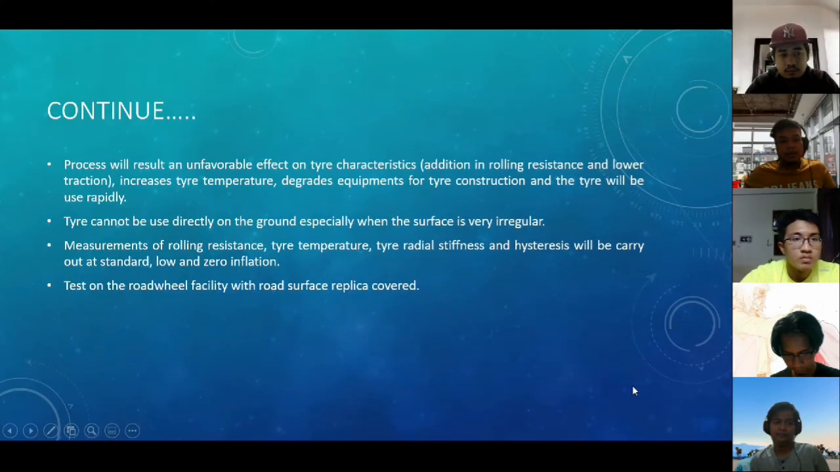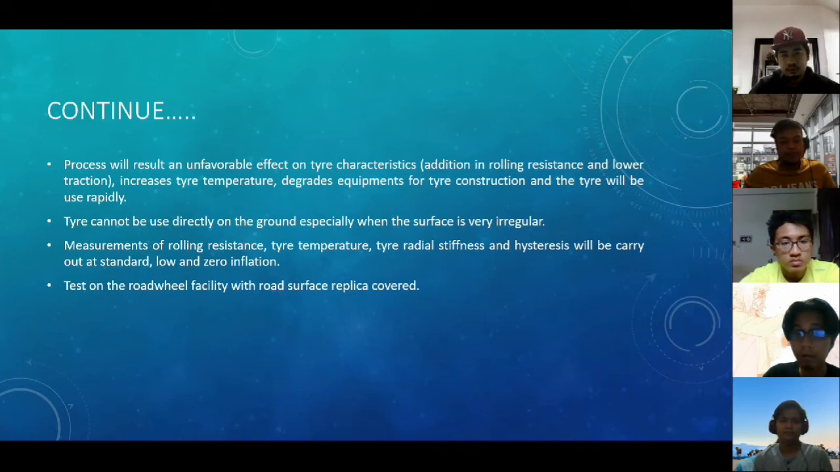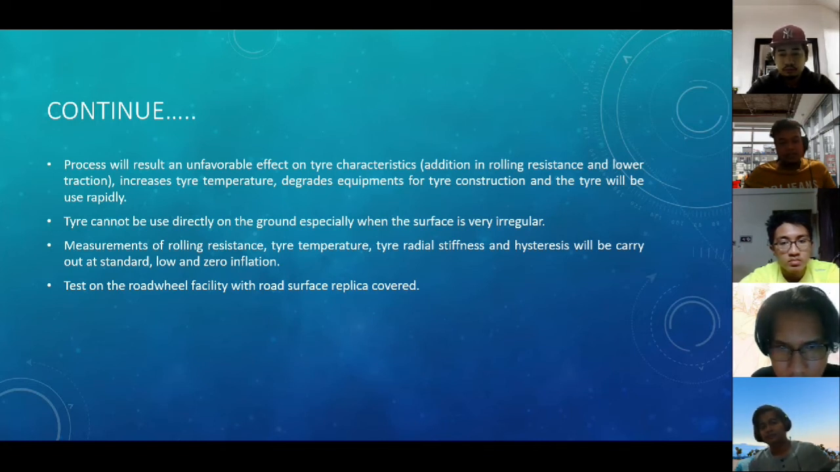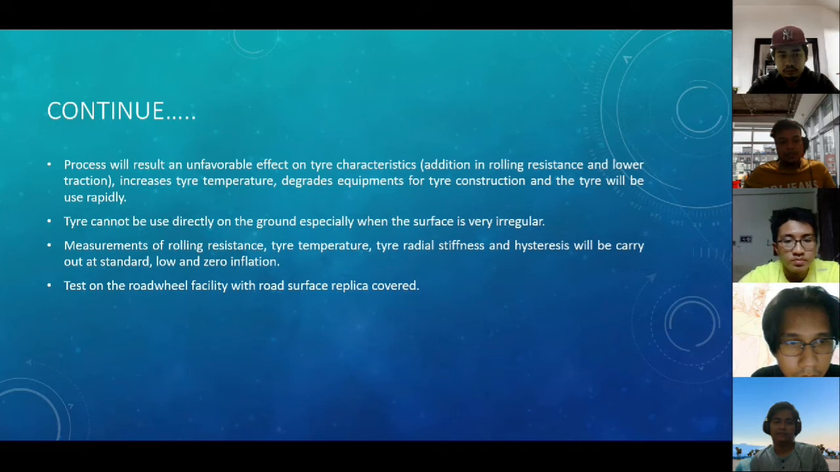The process will result in an unfavorable effect on tyre characteristics, with an increase in rolling resistance and lower traction, increased tyre temperature, degraded equipment for tyre construction, and the tyre will be worn rapidly. The tyre cannot be used directly on the ground, especially when the surface is very irregular. Measurement of rolling resistance, tyre temperature, tyre radial stiffness, and hysteresis will be carried out at standard, low, and zero inflation. Tests on the road wheel facilities with road surface replica, and result and summary.